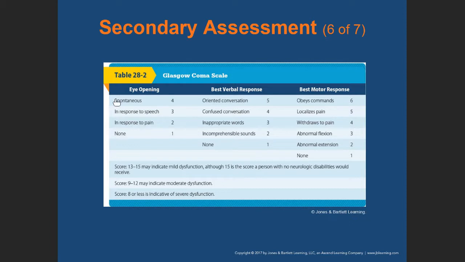The most the patient can get for eye opening is 4. The most the patient can get for verbal is 5. The most the patient can get for motor is 6. So a good score would be 15. A score of 3 to 15 may indicate mild dysfunction, although 15 is the score a person with no neurologic disabilities would receive. A score of 9 to 12 may indicate moderate.